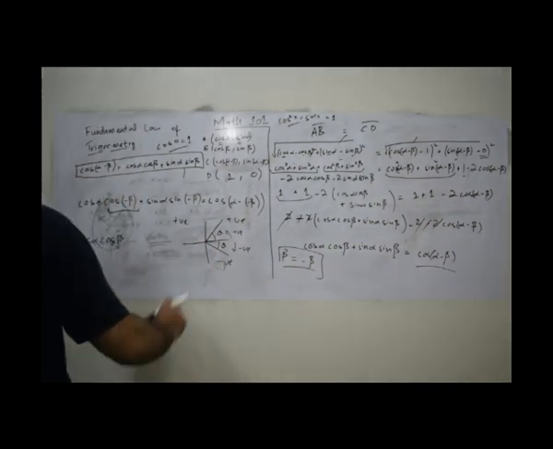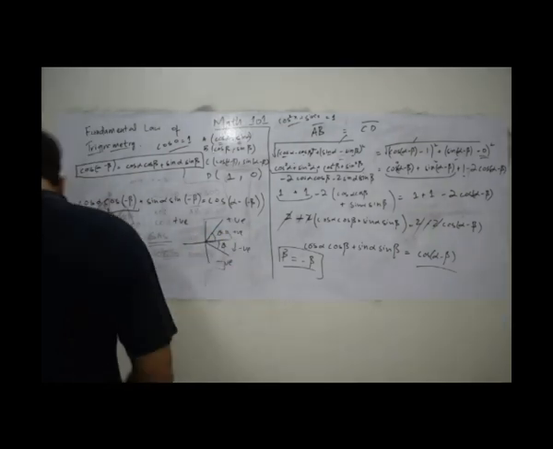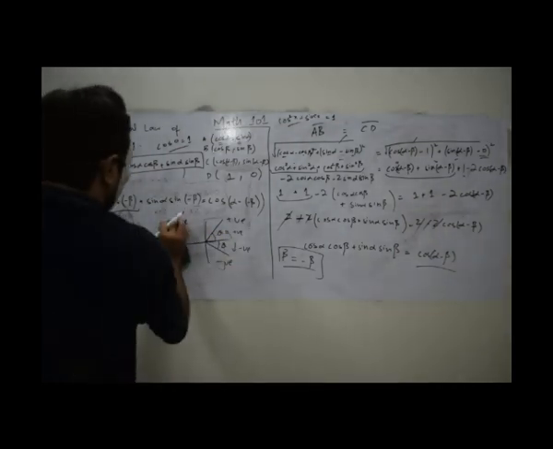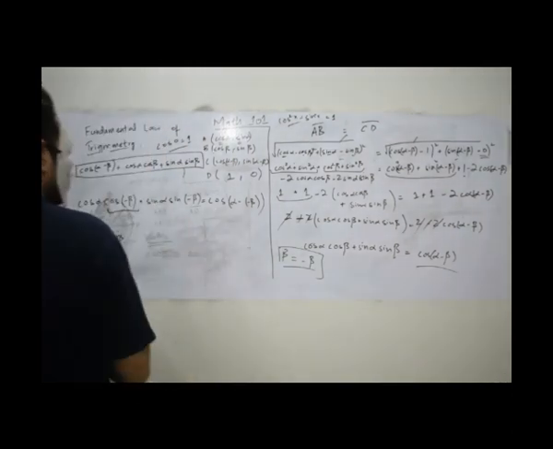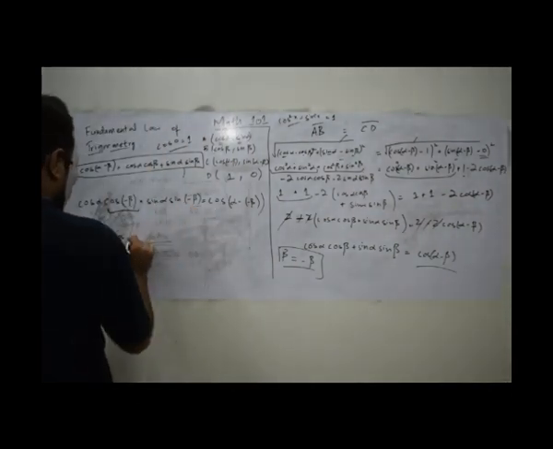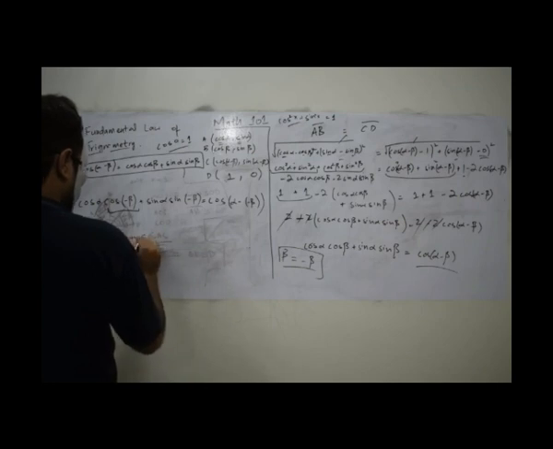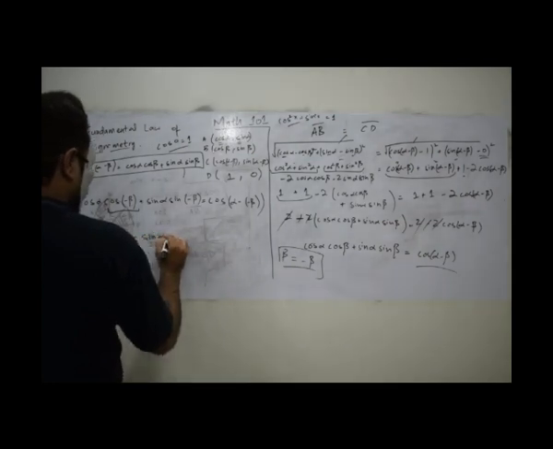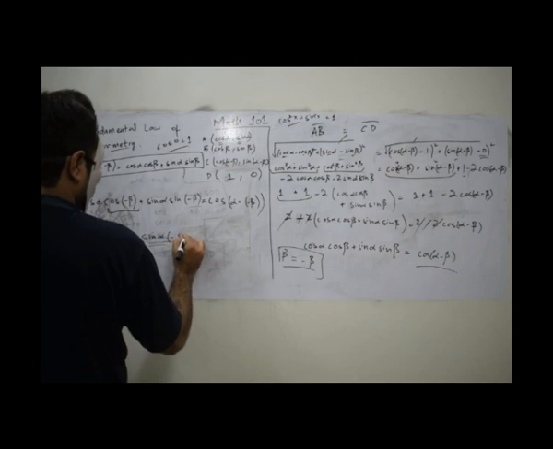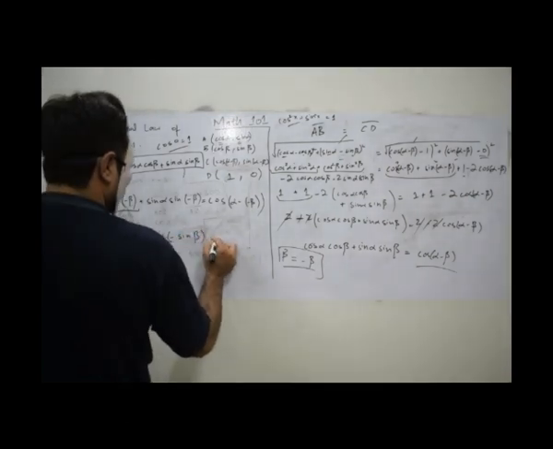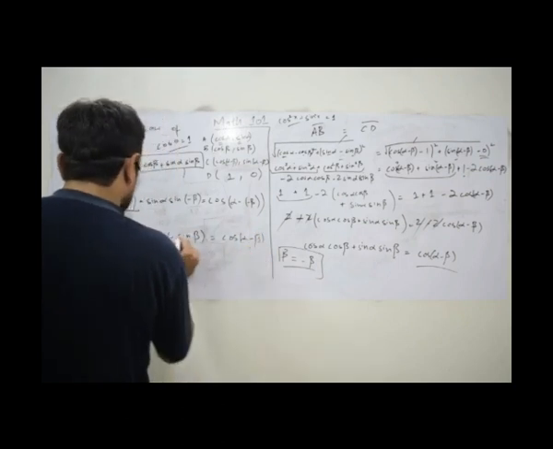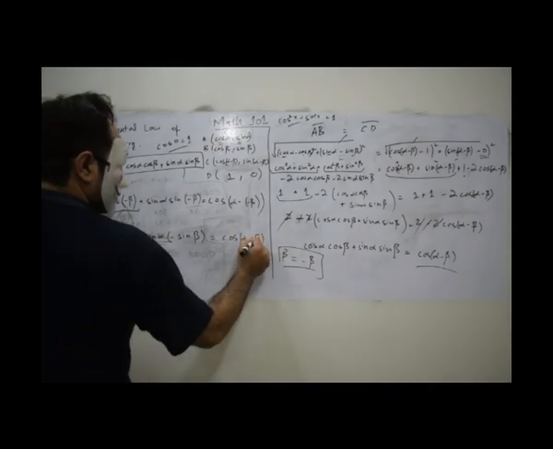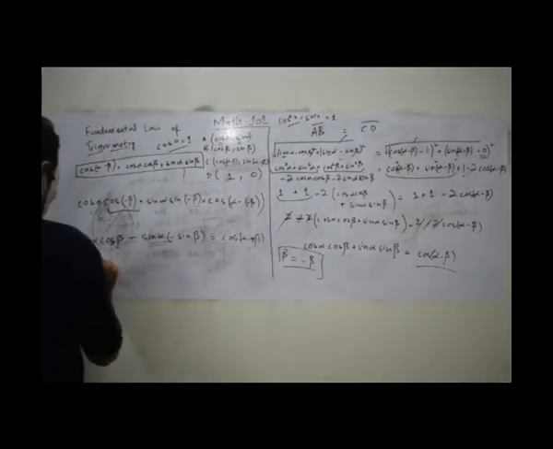So if theta is negative, then the sine function will take the form like this: cos alpha cos beta minus sine alpha sine beta equals cos of alpha plus beta. The sign will change.